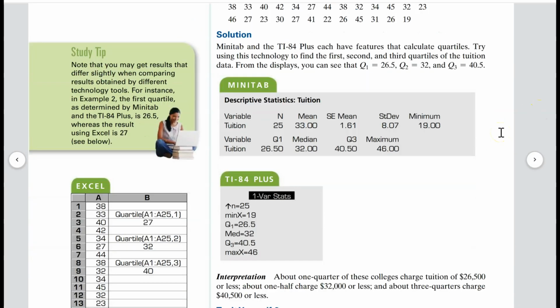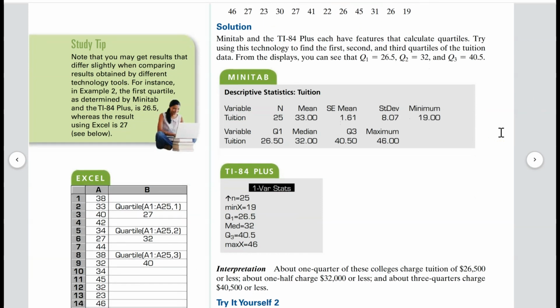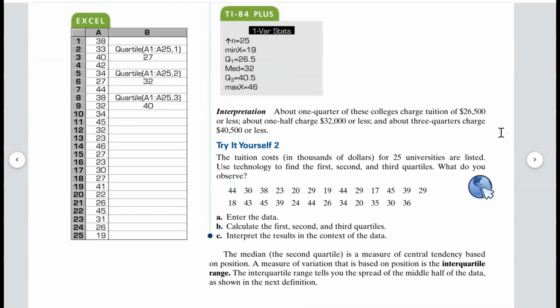All right. We can use technology to find quartiles. We know how to do that already. I've already shown you how to do that in earlier videos. All right, let's read this example. About 1/4 of these colleges charge tuition. Oh, that's the answer. That's not a new example. Okay, moving on.